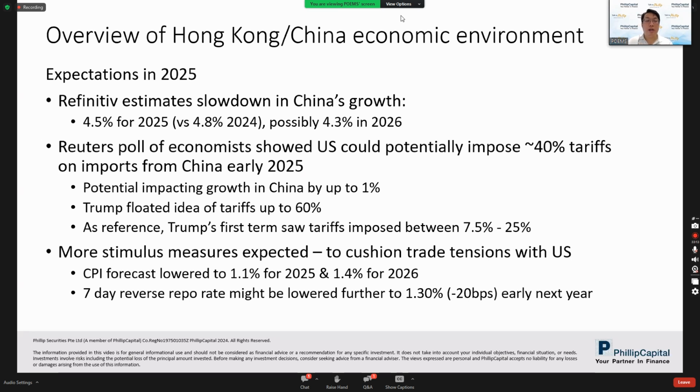So the next thing is that more stimulus measures, like I mentioned, are expected to cushion the trade tension with the US. And the CPI forecast is lowered to 1.1% for 2025 and 1.4% for 2026. That is actually quite a low inflationary pressure number for China.